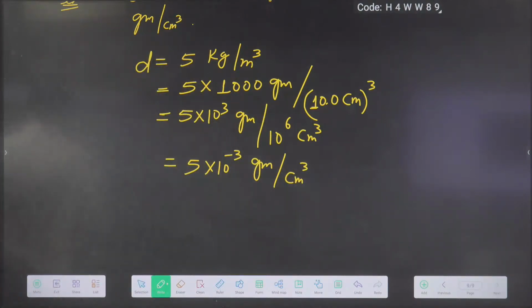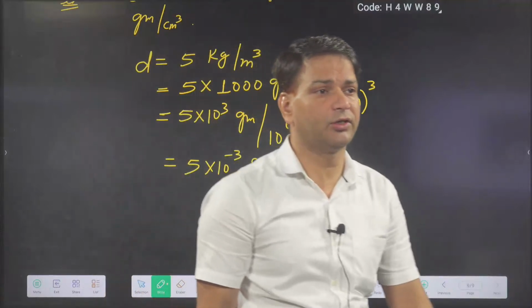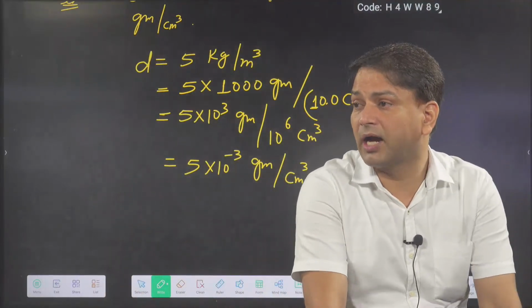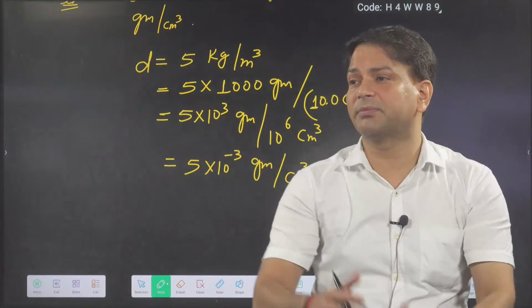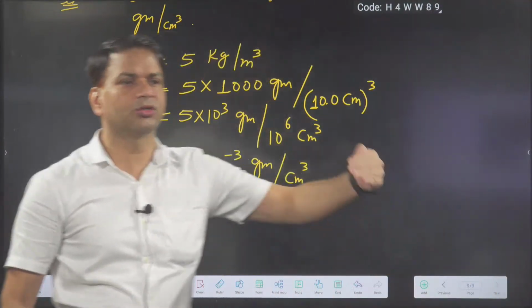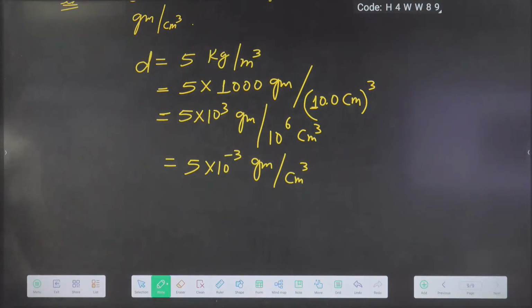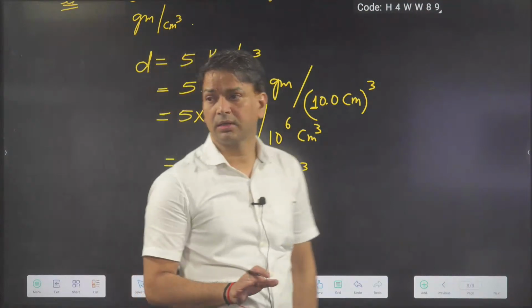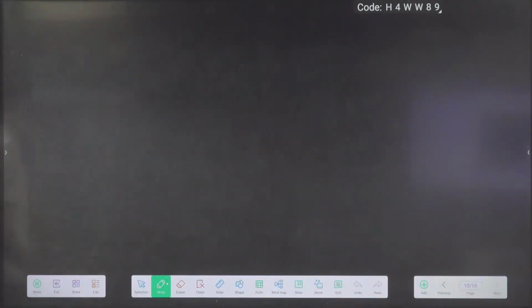Okay. So what is the unit we got in CGS? 5 into 10 to the power minus 3 gram per centimeter cube. So 5 kg per meter cube is equal to 5 into 10 to the power minus 3 gram per centimeter cube. Did everybody get this or not? This type of conversion is needed, maybe sometimes in any question also, so in the question we can directly convert this way. Completed.